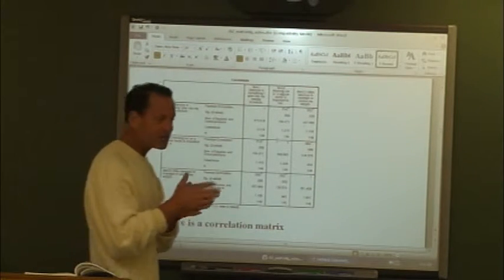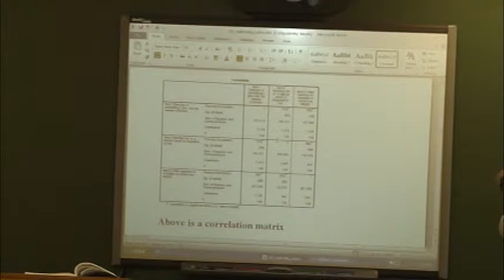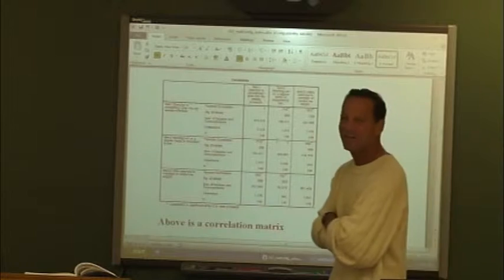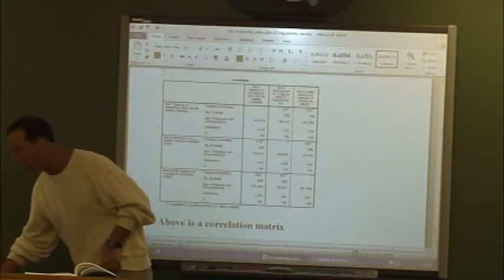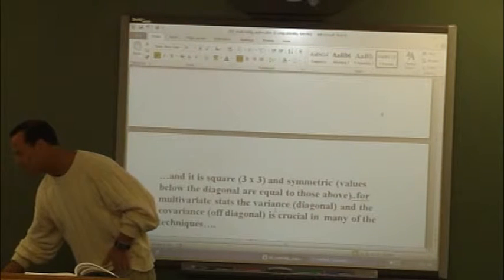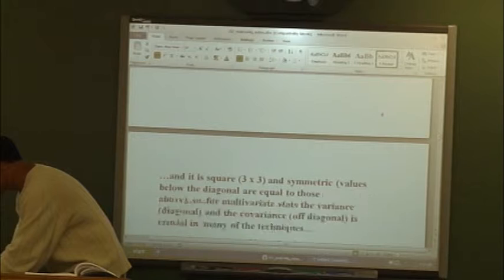Why do I care about this? Because this comes into prominence with correlation matrices. Does everyone see now this is a square and symmetric matrix? So how many unique elements are there? Not counting the ones. 3. You got it. So there are 3 unique elements, not counting the ones.